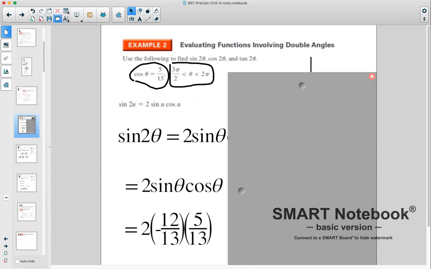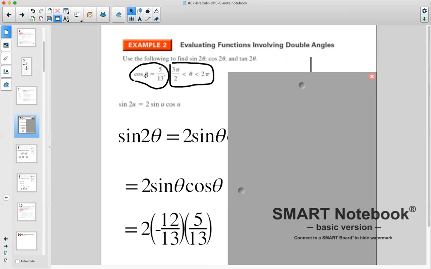Okay, this is example 2 of assignment 57, chapter 5-5. The first thing is they're asking us to find sine 2 theta, cosine 2 theta, and tangent 2 theta. We conducted this one during the class. First you have to come up with the triangle. So 3 pi over 2 to 2 pi, which is 270 degrees to 360 degrees. What's theta? That's quadrant 4.